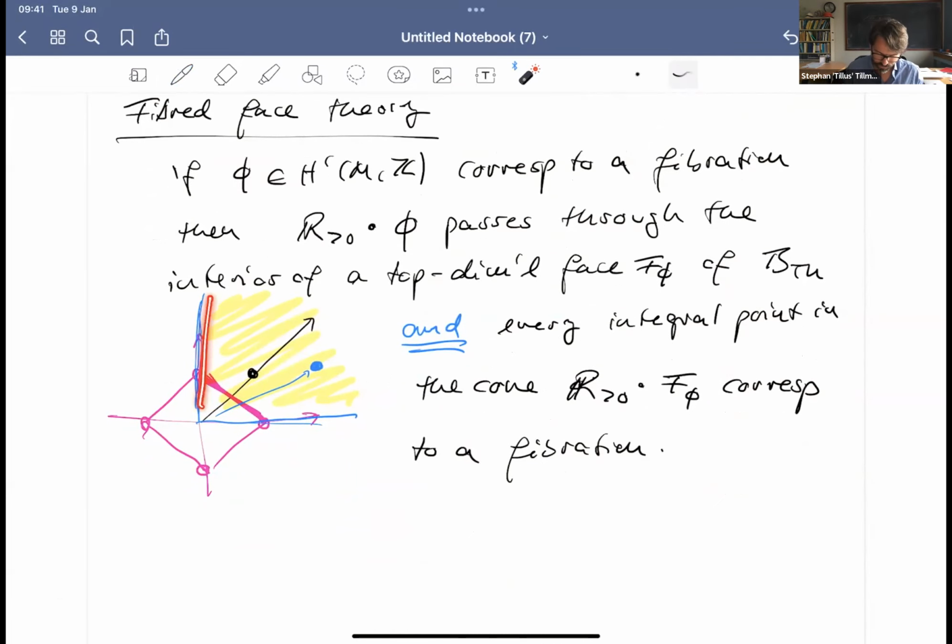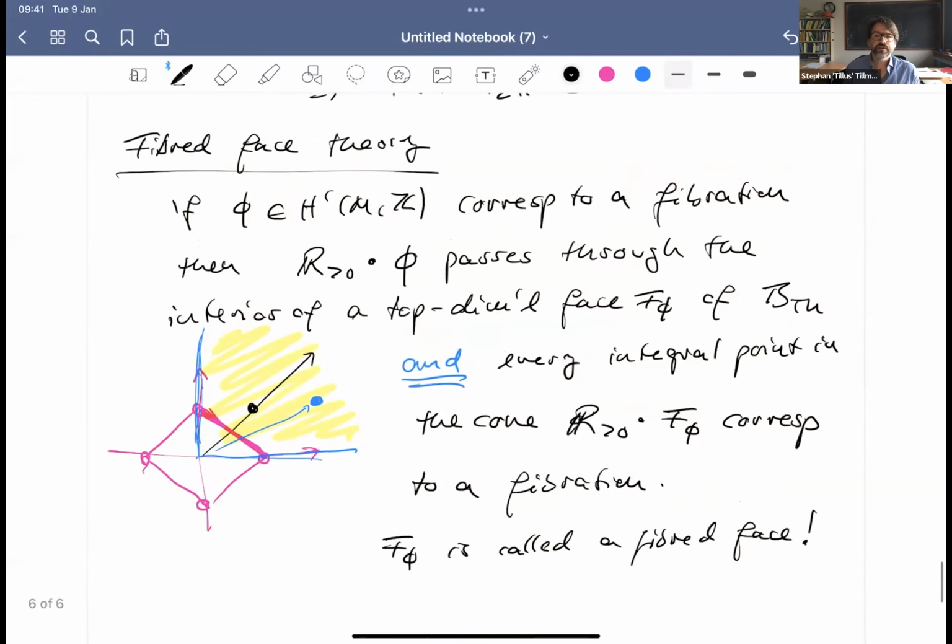And they have this really nice structure that is given by some top dimensional faces of the Thurston unit norm ball. So this here is then called the fibered face, this boundary face of the Thurston norm ball. So F_phi is called a fibered face.